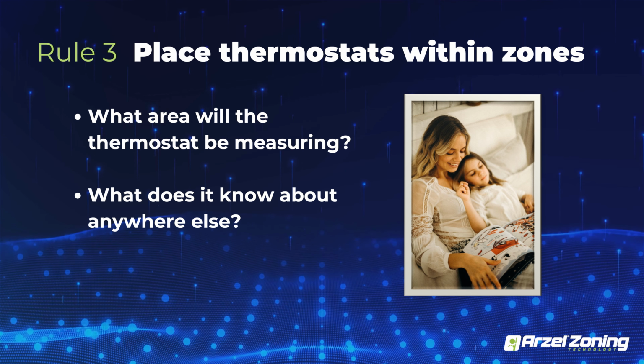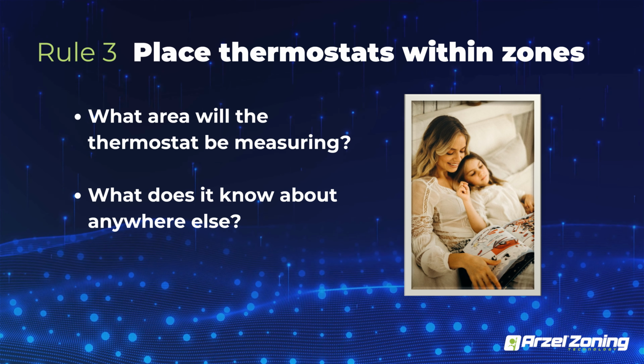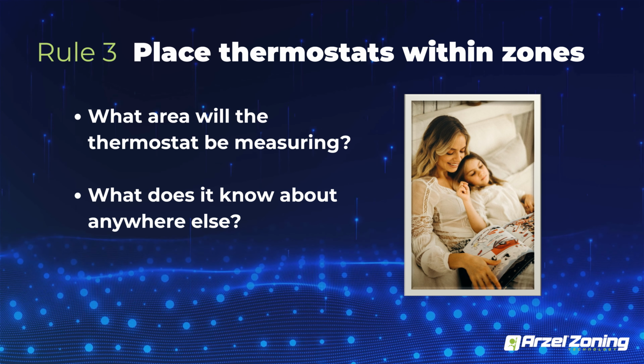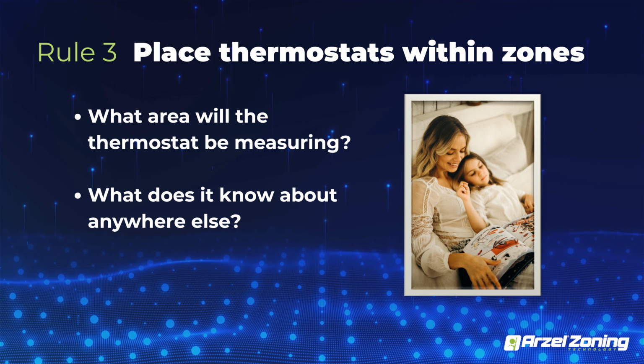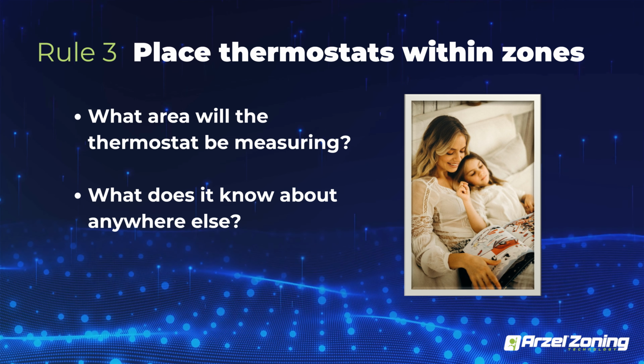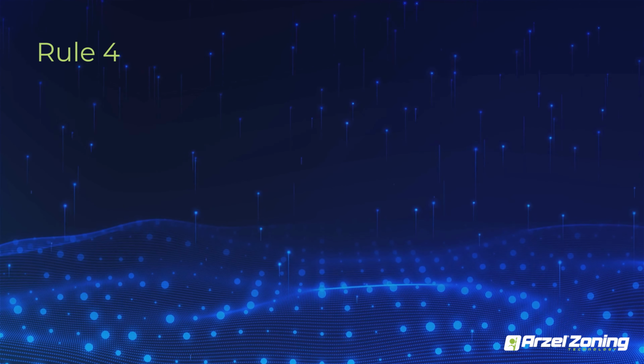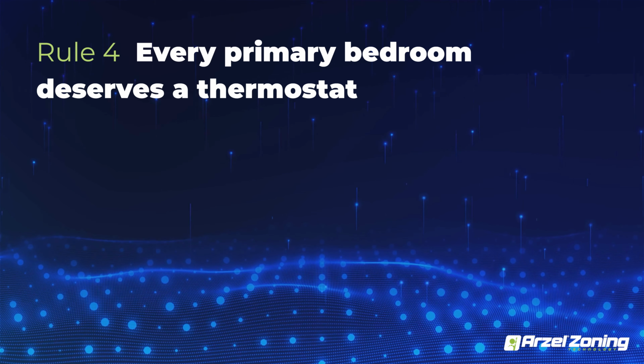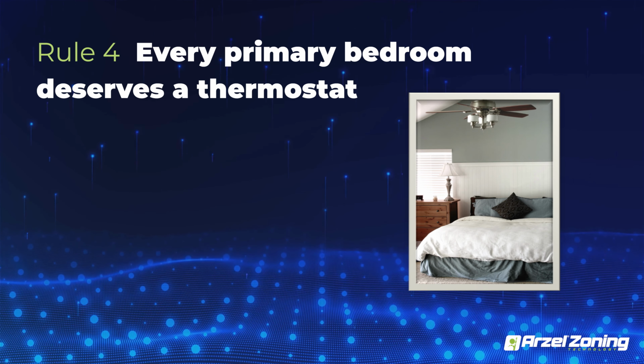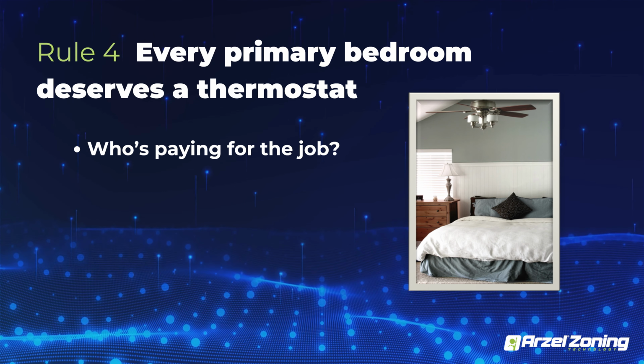So what would a solution be? You could put remote sensors in there and do an averaging of 2-3 rooms on your second floor and have the thermostat in the hallway. That's fine. This rule kind of plays into the fourth rule, that we think every master bedroom should have its own dedicated thermostat. Who's paying for the job?